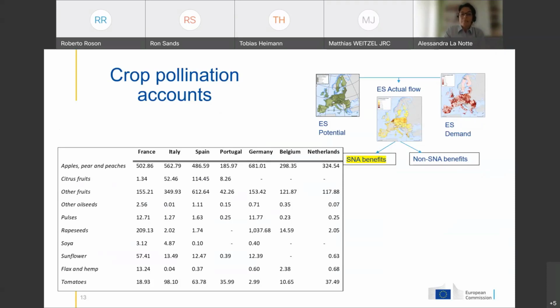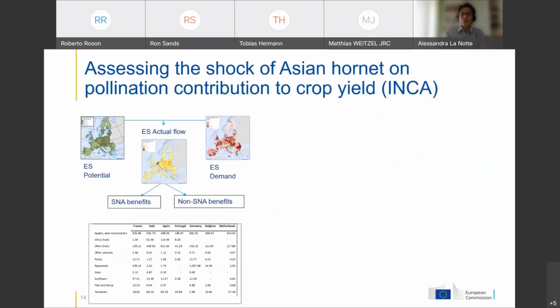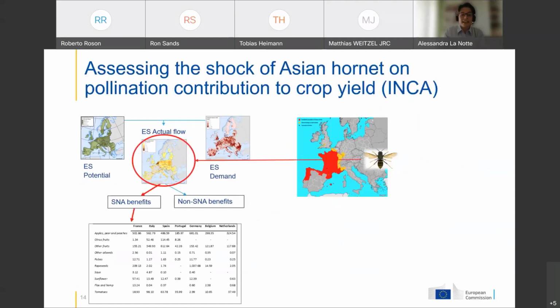Then the next step is basically to identify, in INCA terms, the shock generated by the fact that we have an invasive alien species.